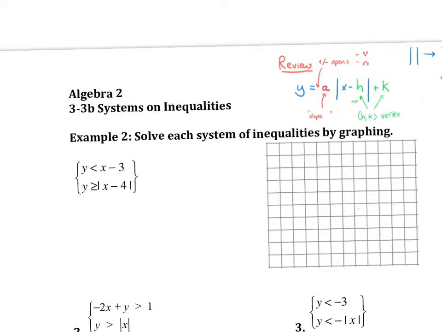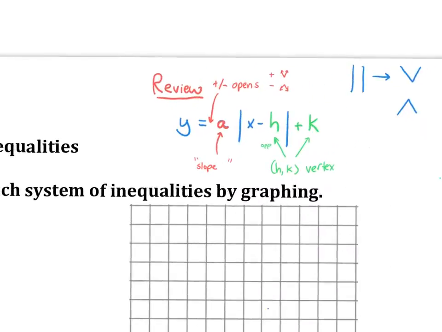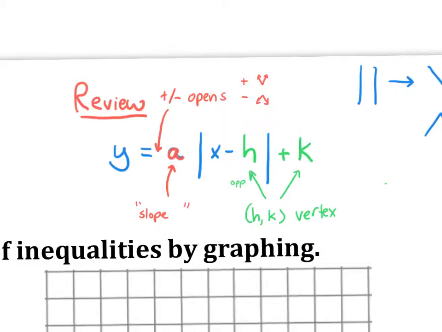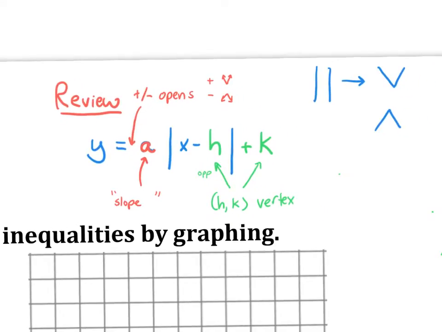So today what we're going to do is spend some time solving a system. This time our system has an absolute value. So let's refresh absolute value stuff. And here's my basic form of absolute value. And it tells me 4 things. The sign in the front tells me whether it opens up or down. We also know that this absolute value has to be a V or a rooftop, like so.